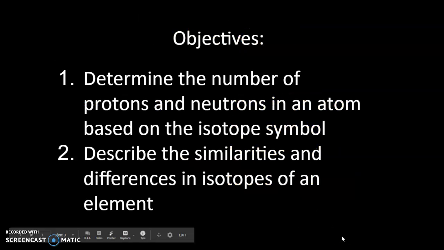So let's go ahead and jot down our objectives. Today we're going to determine the number of protons and neutrons in an atom based on the isotope symbol. And we're going to describe the similarities and differences in isotopes of an element.